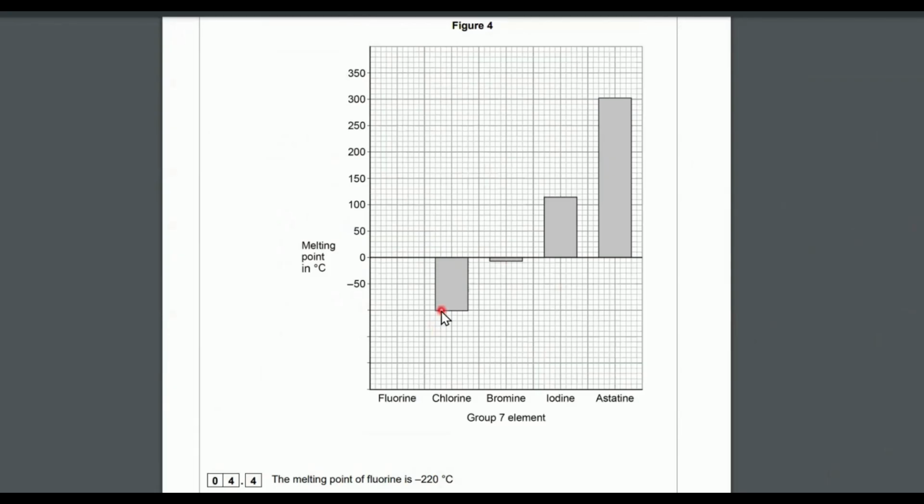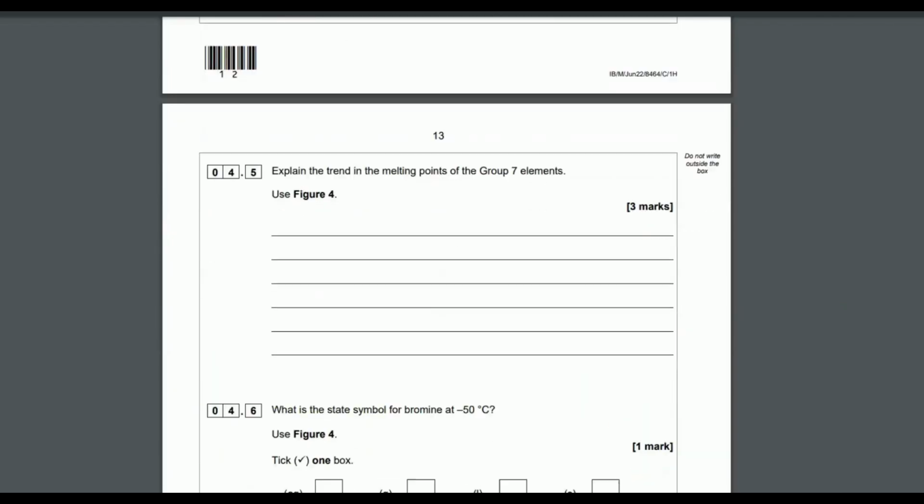So chlorine becomes a liquid at minus 100, bromine becomes a liquid at minus 5. So at minus 50, bromine is solid. It only becomes a liquid at minus 5 degrees. So it's a solid.